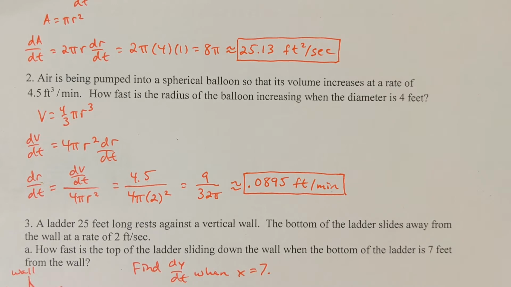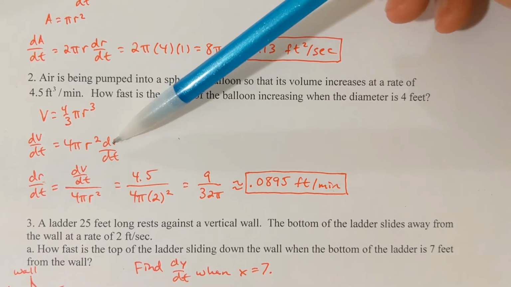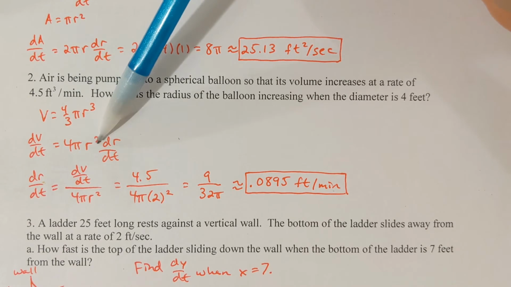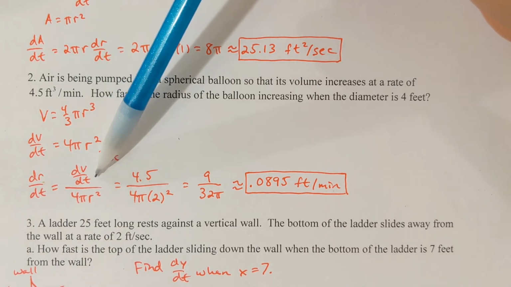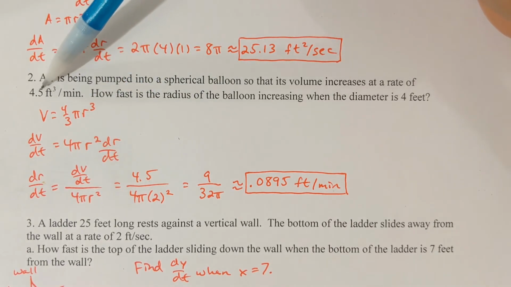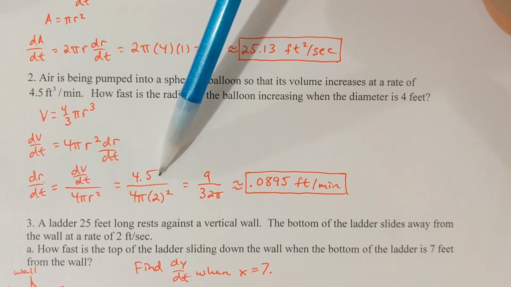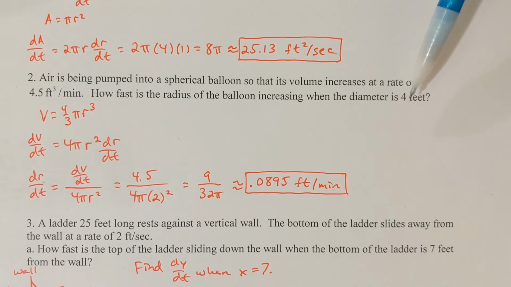Okay. Now I need to find dr/dt, right? So let's go ahead and solve this equation for dr/dt. I'm going to divide both sides by 4 pi r squared, and then I'm going to plug in my information here that I'm given. The volume is changing at a rate of 4.5 cubic feet per minute, so dV/dt is 4.5. r is 2.